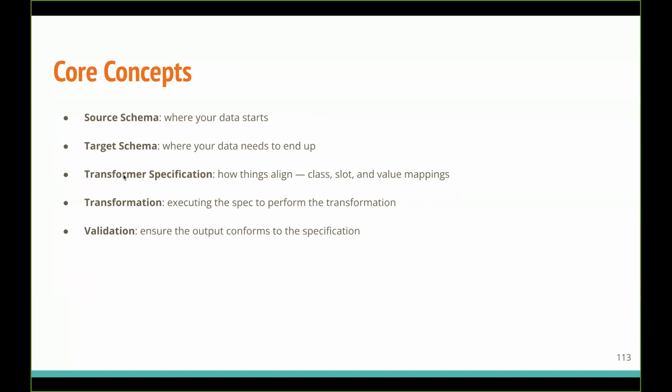Transformer specification is the link between the two. So it's how things align, your class, slot, and value mappings, and how you go from that first data model into the resulting data model. Finally, I'm going to talk about transformation. Transformation is the act of actually doing that. So we're going to transform either your schema from the source to the target or your data from the source to the target. And then finally, validation, which is where we say, like, did it work?